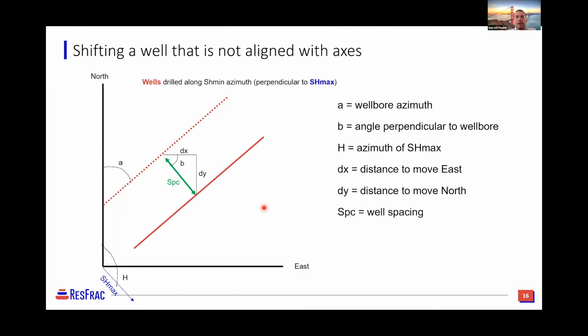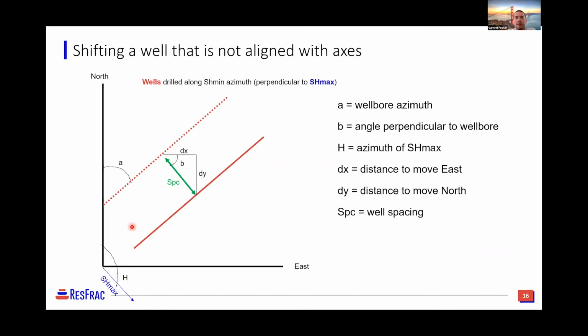So we can very easily calculate this new wellbore position just using some simple geometry. First thing we need to know is our well azimuth, which I've labeled as A. And presumably you have that from your well survey. And then secondly, your distance perpendicular is just going to be 90 degrees added to A. So I've called that B, which is the azimuth of your spacing, or the angle perpendicular to your wellbore.